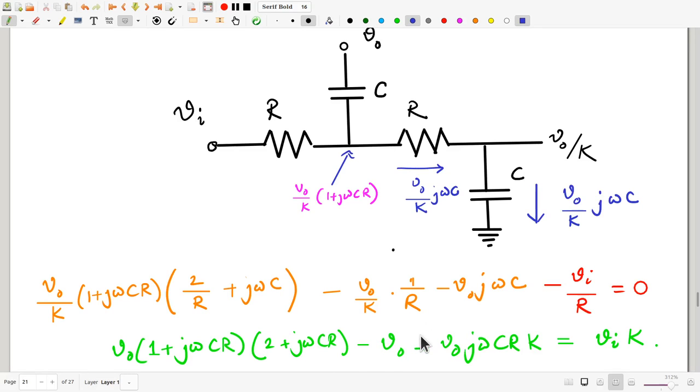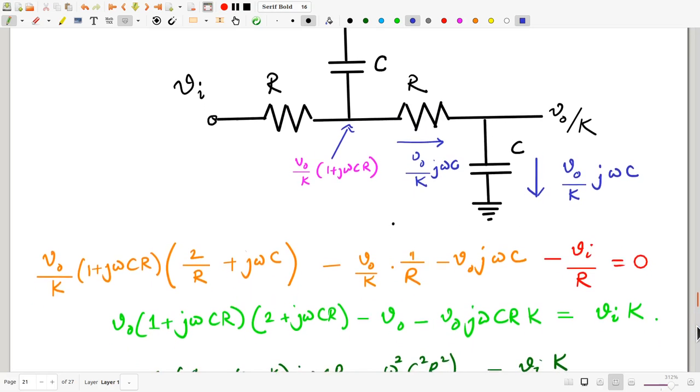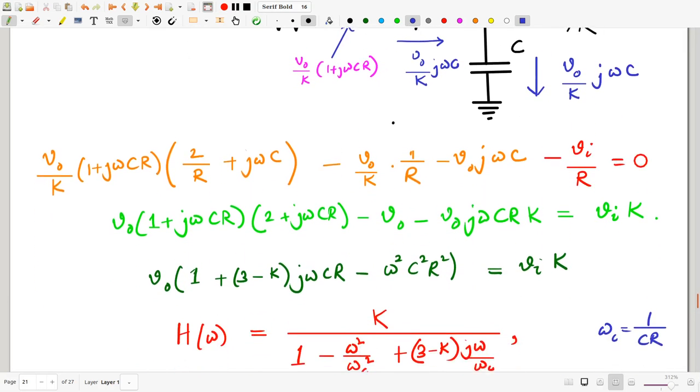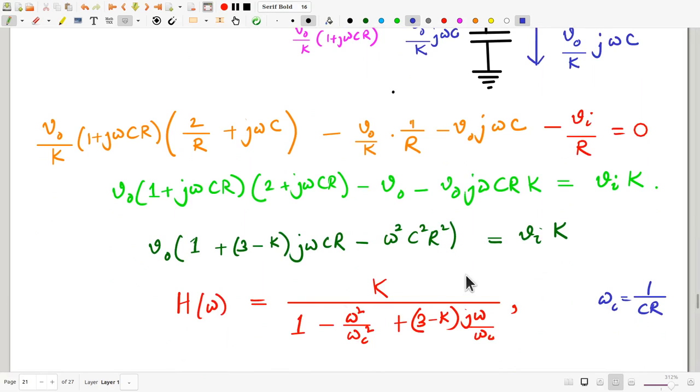After this, all you really need to do is multiply through by KR and manipulate things a bit. It takes a very simple amount of algebra to express VO in terms of Vi. The VO by Vi ratio works out to be K divided by 1 minus omega squared by omega c squared plus 3 minus K into j omega by omega c. So this exactly has the quadratic form for the denominator that we were looking at. There's an extra multiplying factor of K in the numerator, but that of course does not affect the frequency dependence.